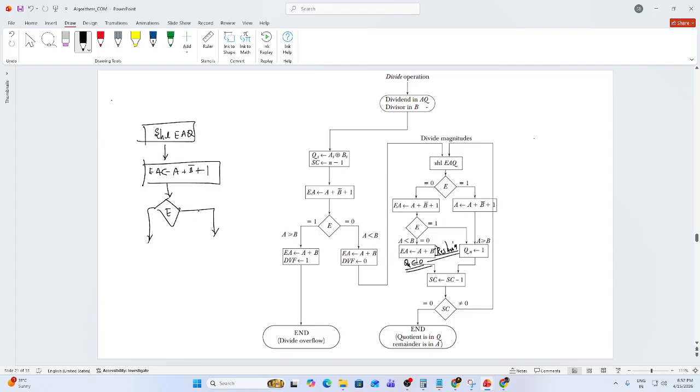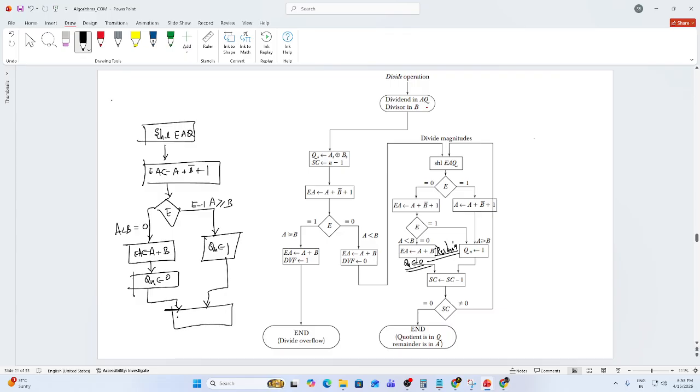What decision did I tell? If E equal to 1, what is the meaning? A is greater than or equal to B, so you need to make Qn equal to 1. If E equal to 0, it means A is less than B, so you need to restore back. What do you restore? A plus B, stored in EA, and make Qn as 0. Then you proceed with this sequence.